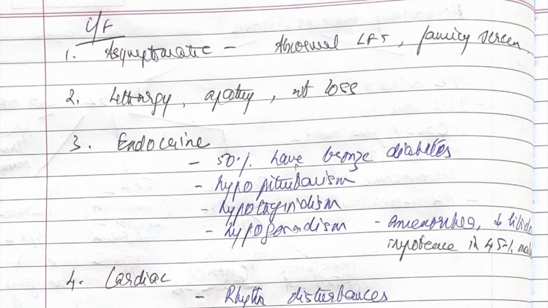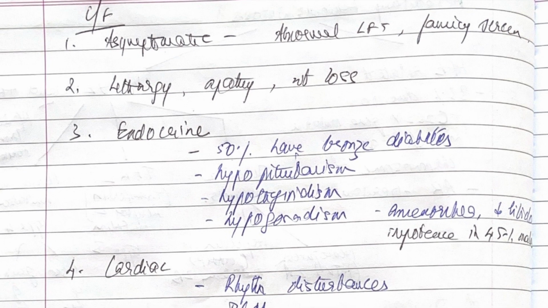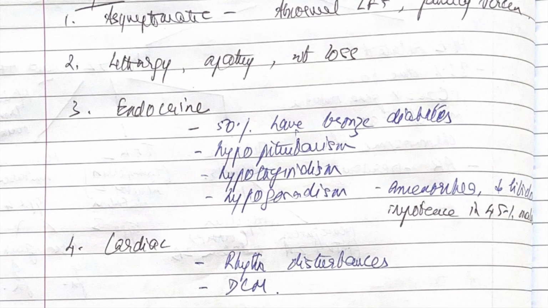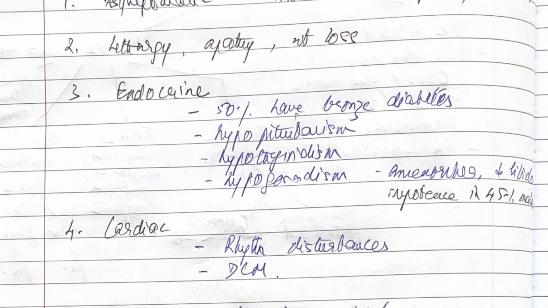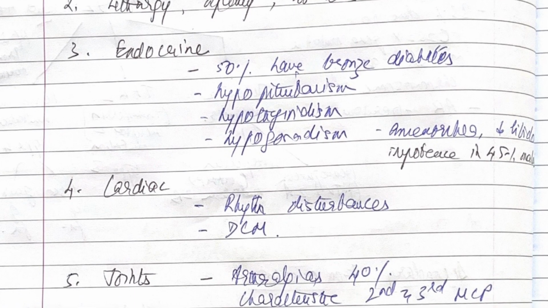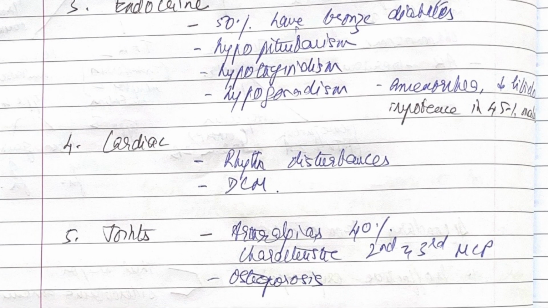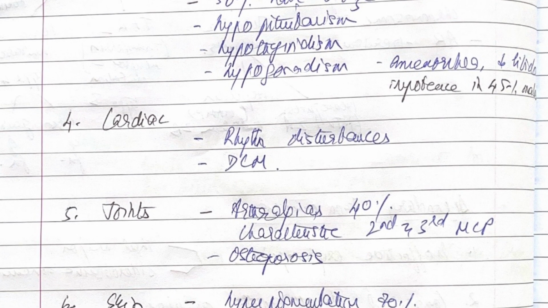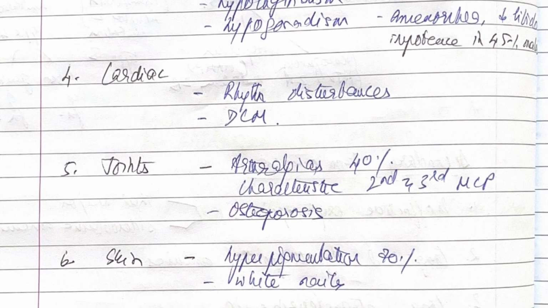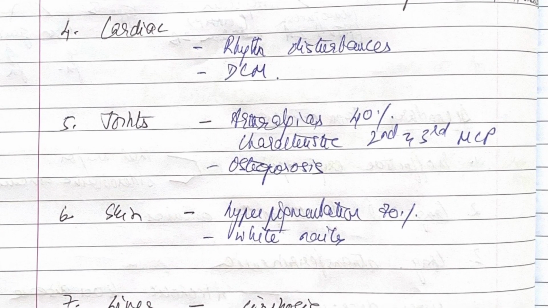Clinical features. Many of them would be asymptomatic and detected just as an abnormal LFT on a routine examination. Family screens also detect patients. Some of them present with lethargy, apathy, and weight loss. Endocrine dysfunction would include bronze diabetes in 50% because of iron deposits in the pancreas, hypopituitarism, hypothyroidism, hypogonadism presenting as impotence in 45% of males, amenorrhea, decreased libido.